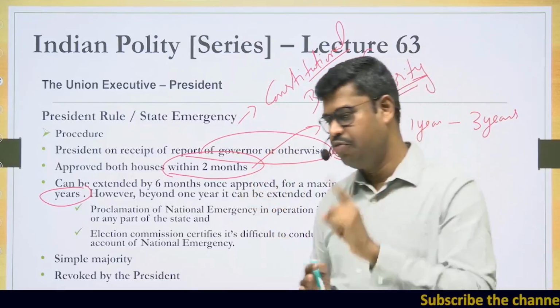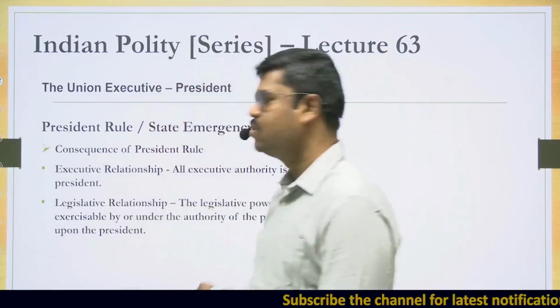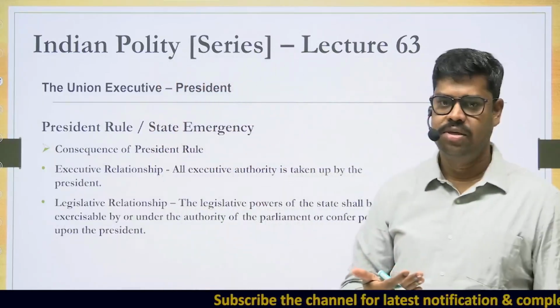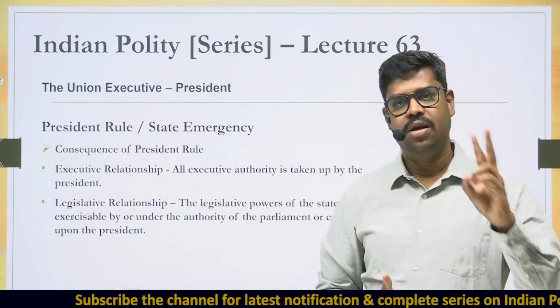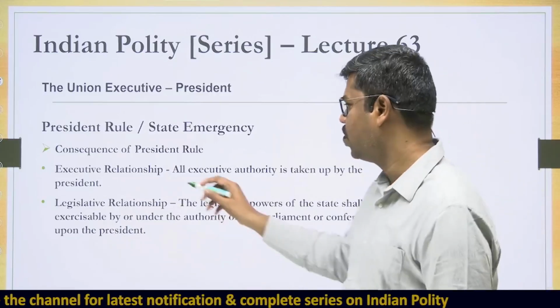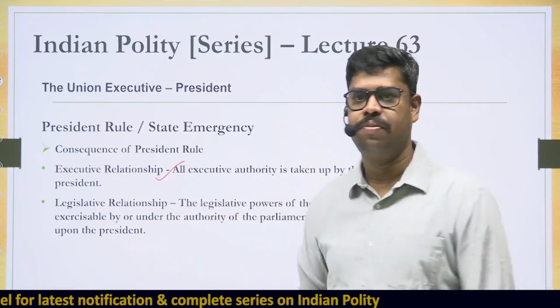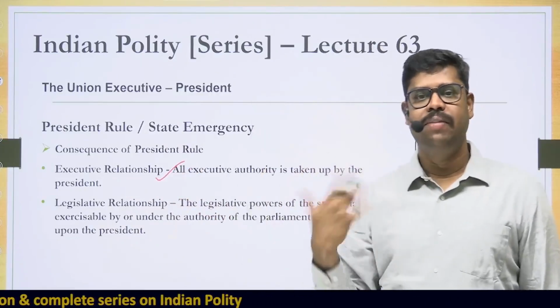But again, before I complete this particular lecture, one more thing that you have to keep in your mind is what is the consequence in case of putting a state under what is called president rule. There are two important consequences that you will have to keep in your mind. So the first is with regard to the executive relationship between the center and the state. What does it mean by executive relationship?